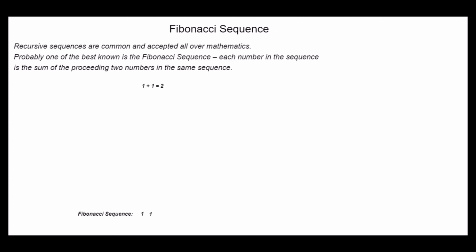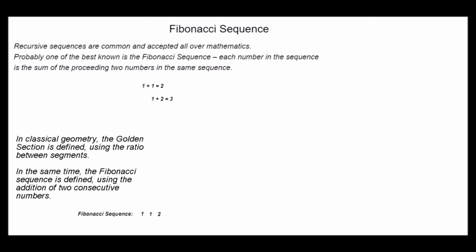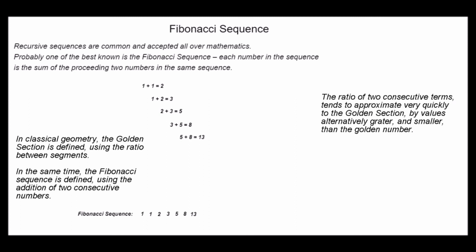Recursive sequences are common and accepted all over mathematics. Probably one of the best known is the Fibonacci sequence. Each number in the sequence is the sum of the preceding two numbers in the sequence. Let's note: in classical geometry, the golden section is defined using the ratio between segments. At the same time, the Fibonacci sequence is defined using the addition of two consecutive numbers.